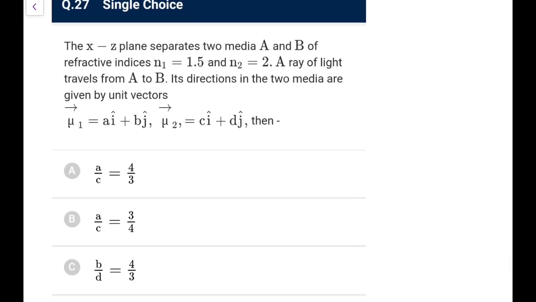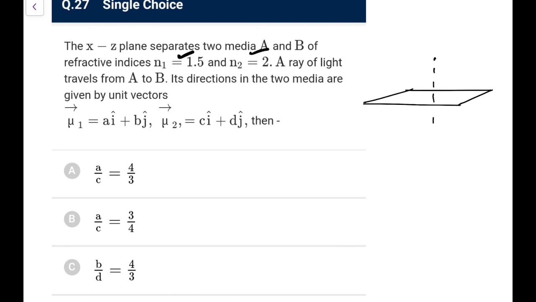Next one: the XZ plane separates two media A and B, n1 given, n2 given. A ray of light goes from A to B, and its direction in the two media is given by the unit vectors mu1 and mu2. Now this is a very nice thing. The XZ plane separates two media, so this would be the XZ plane somewhere here. The y-axis is perpendicular, so the angle we have to take is with the y-axis.